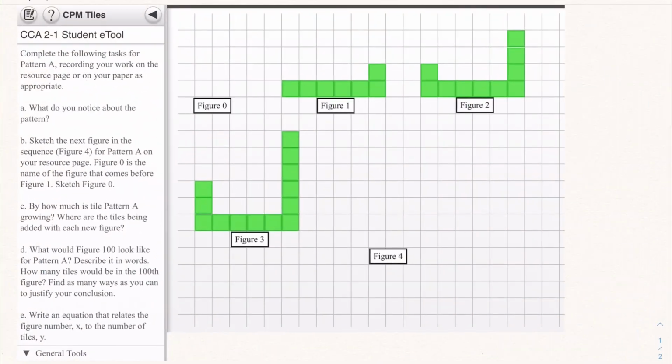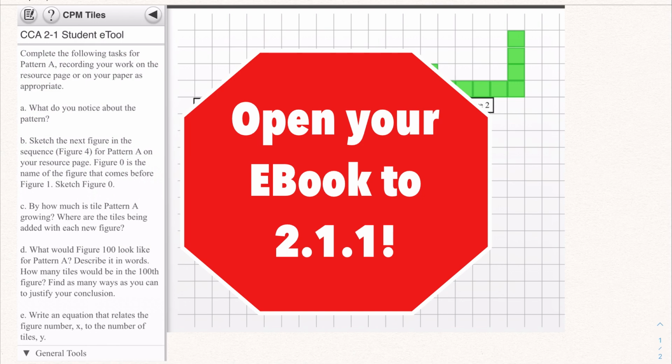If we're going to take a look at this e-tool right here, this is the beginning, problem 2.1 for the chapter, and I want you guys to take a second and open up your ebook and go to section 2.1.1, okay? That way you can follow along. This whole section is titled, How Does It Grow? So we're going to see growth in linear relationships. Through the chapter, we will explore multiple representations of a linear relationship, and you're going to use the growth and starting value of linear relationships to find specific connections between situations, tables, graphs, and equations. The specific situation that we're going to work with today is the growth of tile patterns.